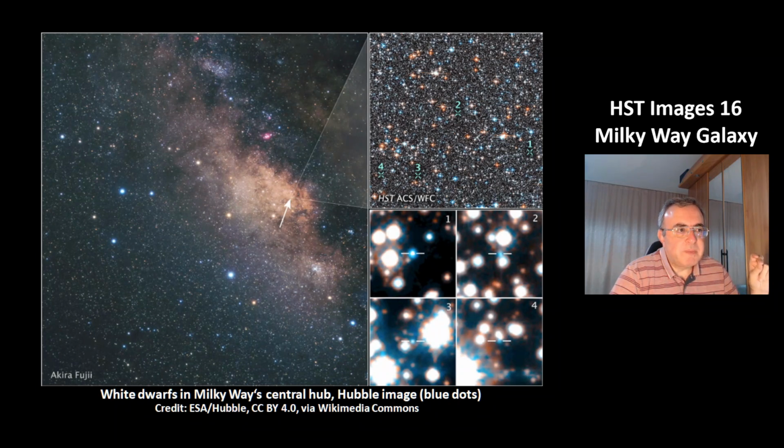This is a picture of Hubble, found white dwarfs in the central hub of the Milky Way. These are 4 examples. These blue dots are white dwarfs. White dwarfs are the final stage of a sun-like star. After it explodes in a nova, loses about half its material, and it becomes a white dwarf with a size of about Earth size.